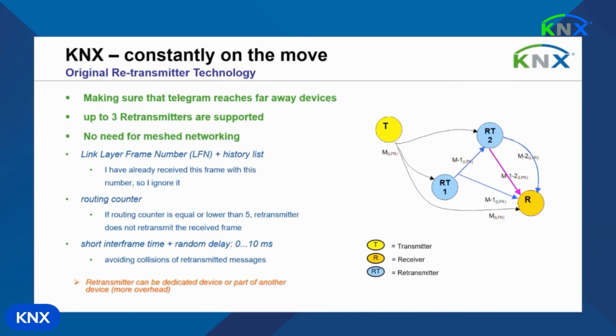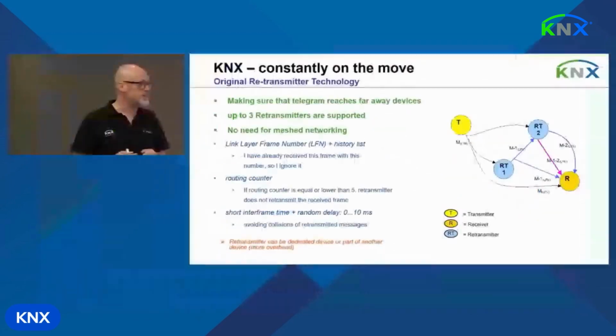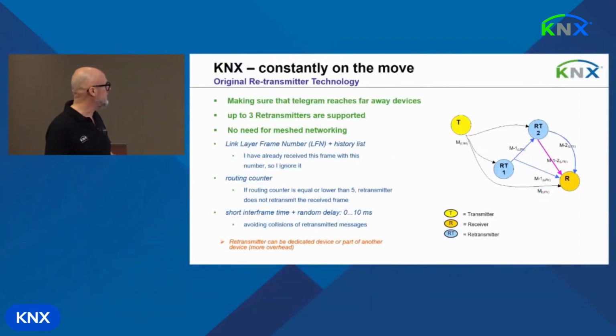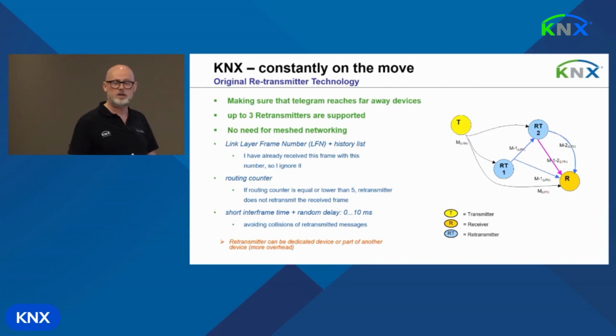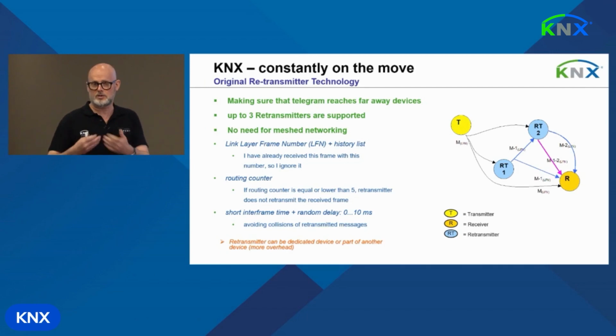And in the frame is this link layer frame number, so the LFN. So in the case where a receiver receives a telegram and on the basis of the LFN, it establishes that it has already received this frame, it can ignore it. And also if the routing counter, which you also know from twisted pair, is equal or lower than 5, the retransmitter will not retransmit the received frame again.